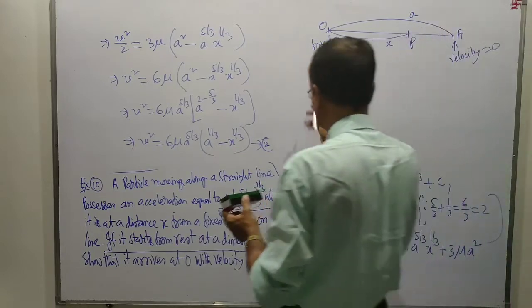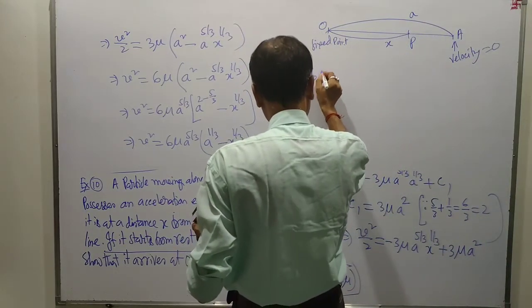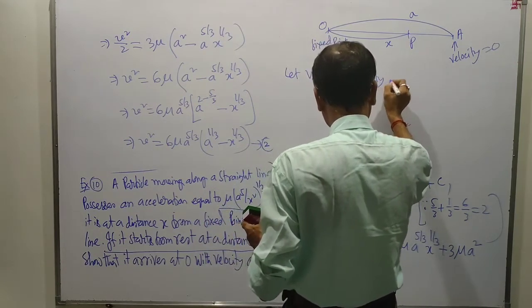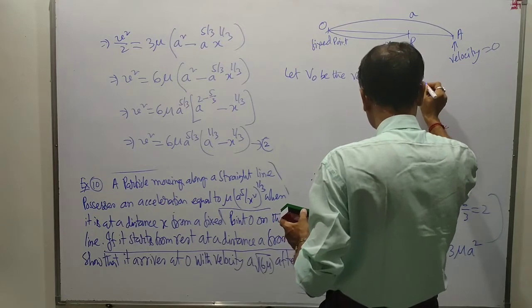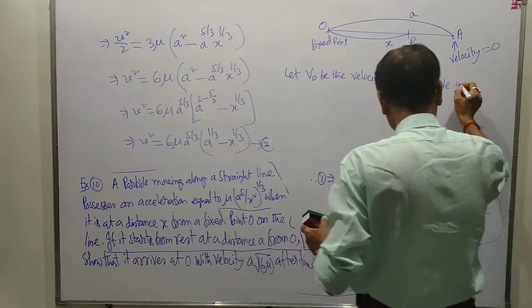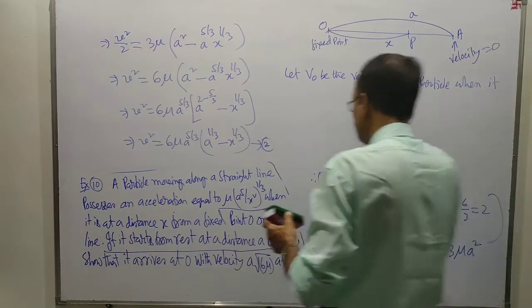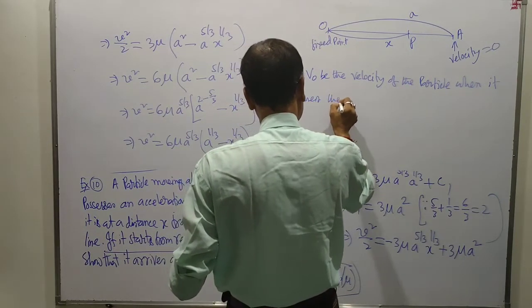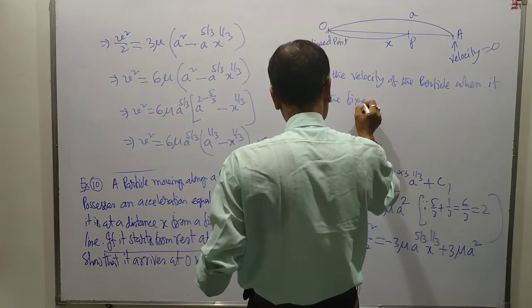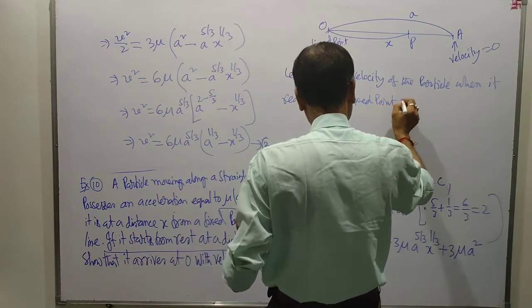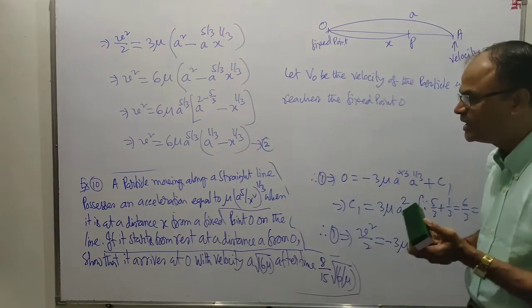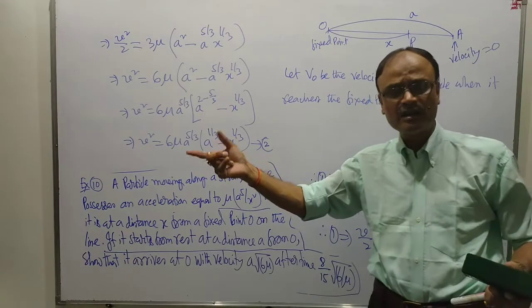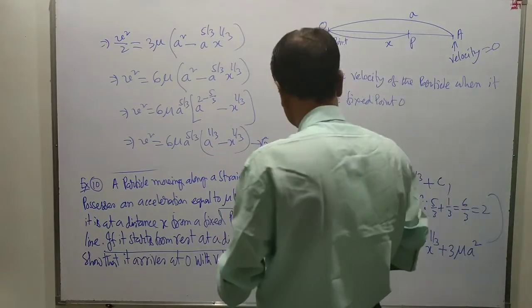Now let V naught be the velocity of the particle when it reaches the center of force, the fixed point O. We have to find the value of V naught.